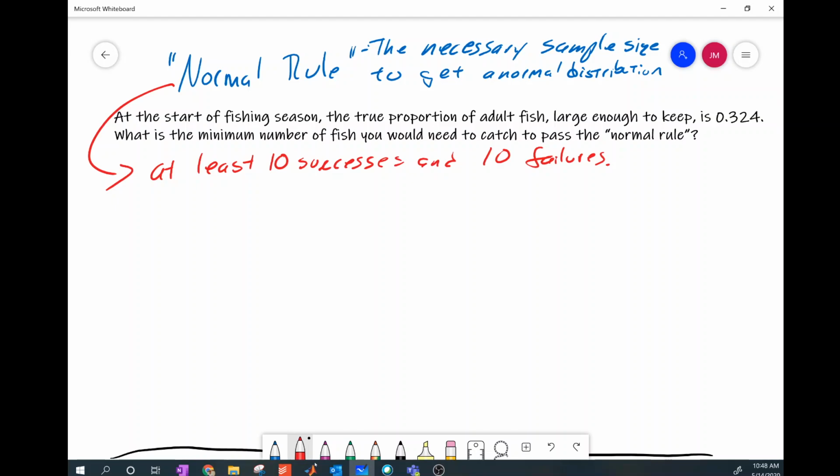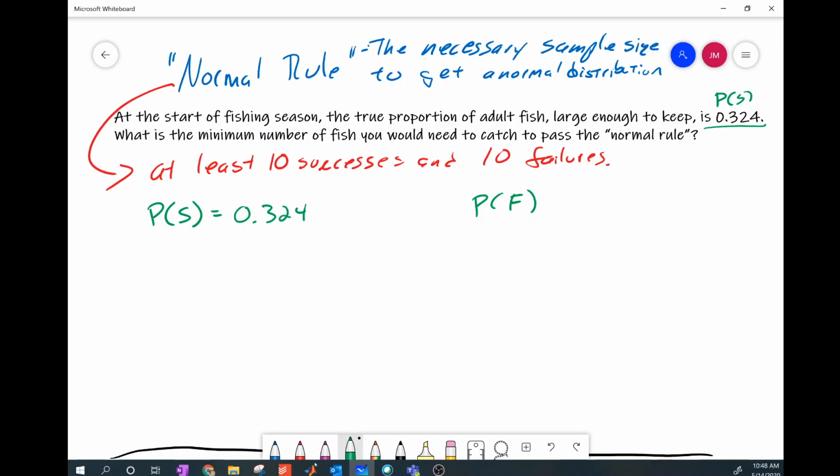At the start of fishing season, the true proportion of adult fish large enough to keep is 0.324. What is the minimum number of fish that you would need to catch to pass the normal rule? Alright, so we need to find the probability of success and the probability of failure. Alright, so the probability of success is 0.324.